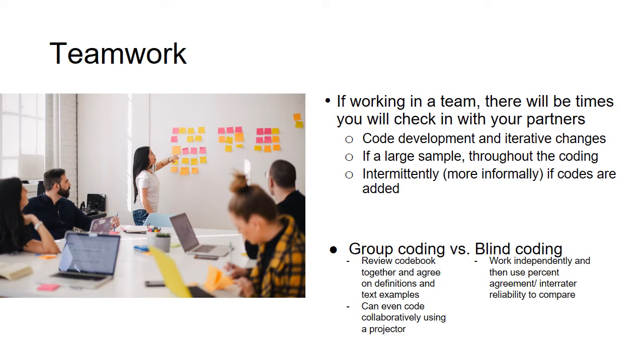You can do this in a group process where you project the excerpts onto a screen and go through the excerpts together. Or you might develop the code book together and apply some of those excerpts. The other way you can do it is through blind coding, where everyone's working individually, and then you come back together to look at the codes and make sure that you are each coding the same excerpt in the same way. You can use percent agreement or inter-rater reliability to compare how you are coding compared to another individual.